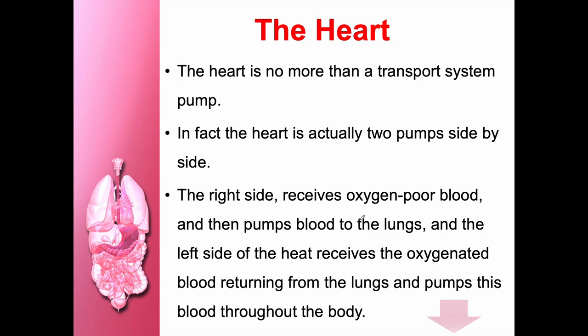Another interesting point is that the average adult has 5 liters of blood. This 5 liters of blood is circulating every minute through the heart in your body. This is another interesting fact.